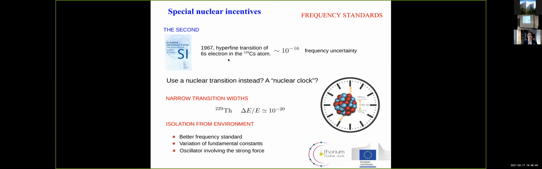Now, there is a nuclear transition which is in principle reachable with vacuum ultraviolet narrowband lasers and which could be used instead of the 6s transition in the cesium atom. It could be the nuclear transition in the isotope thorium-229. I'll come back to it later with more details, but the fact that the ratio between the width of this transition and the energy of this transition is 10 to the minus 20 tells us that this can be a much better frequency standard than the cesium is, although allegedly the cesium clock is no longer the most precise clock that we have, but they still define the second with the cesium clock.